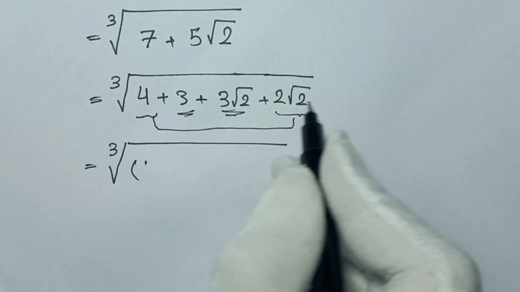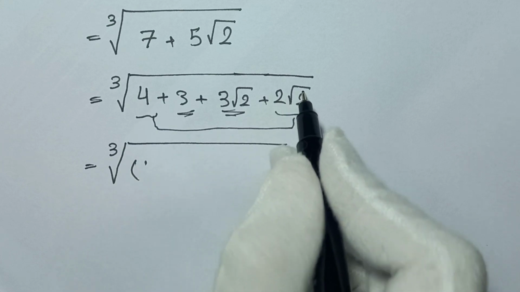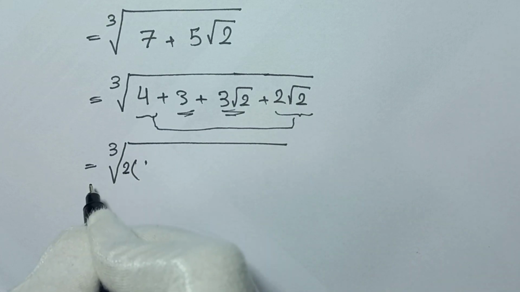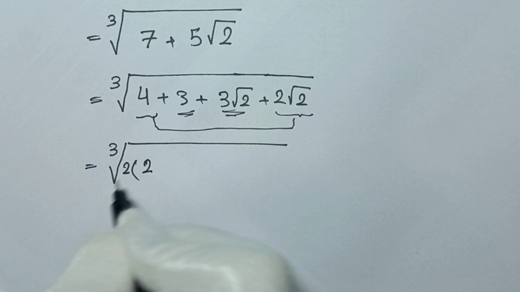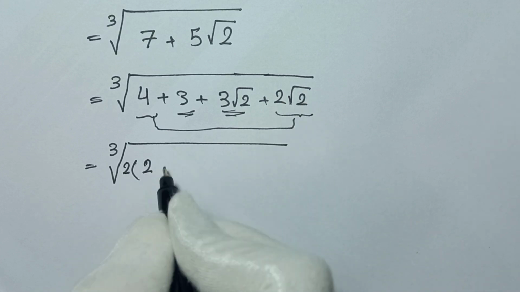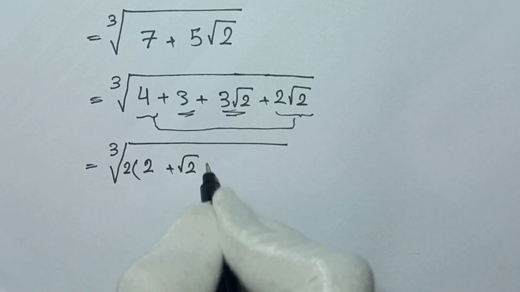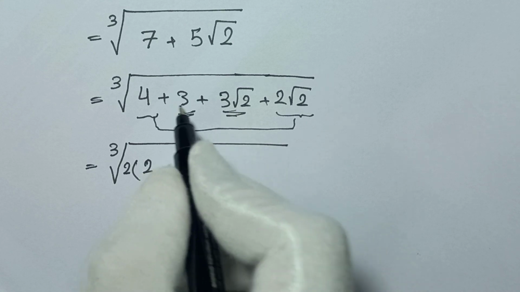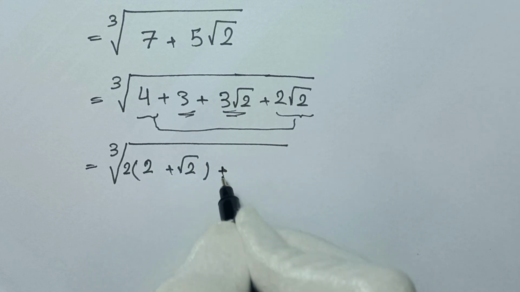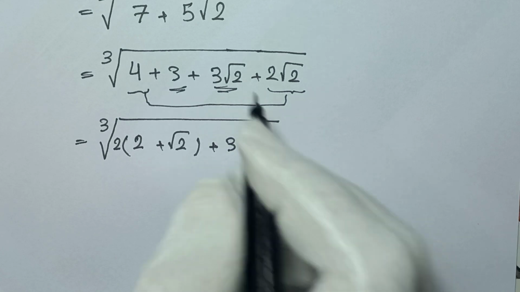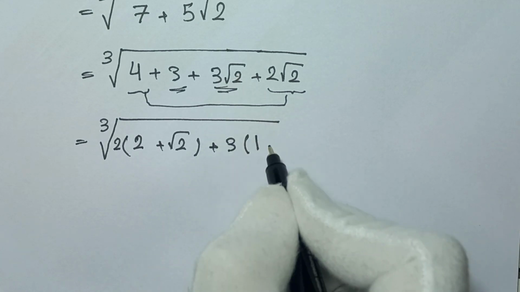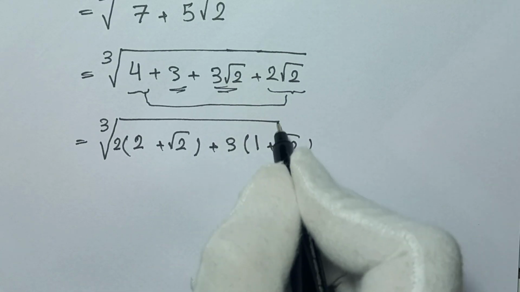we factor 2 from 4 and 2 square root of 2, and 4 divided by 2 will be 2, and 2 square root of 2 divided by 2 will be square root of 2, right? And from these two parts, we factor 3, and 3 divided by 3 is 1, and 3 square root of 2 divided by 3 will be square root of 2, right?